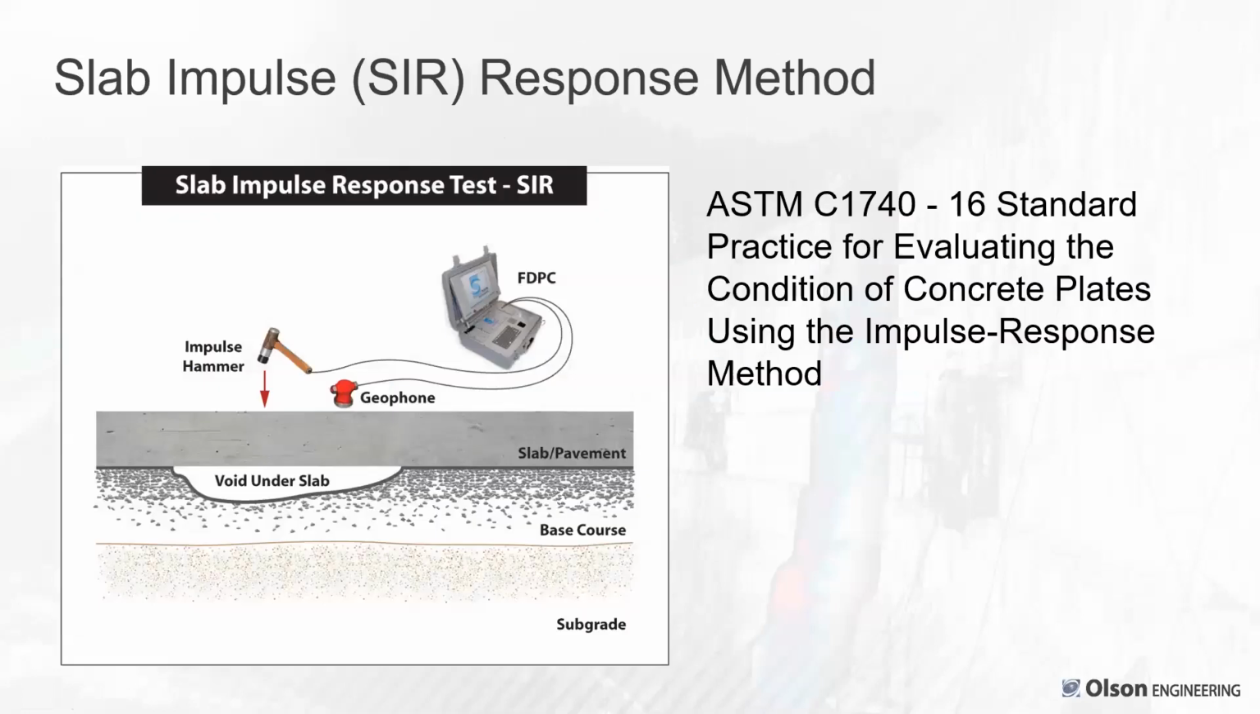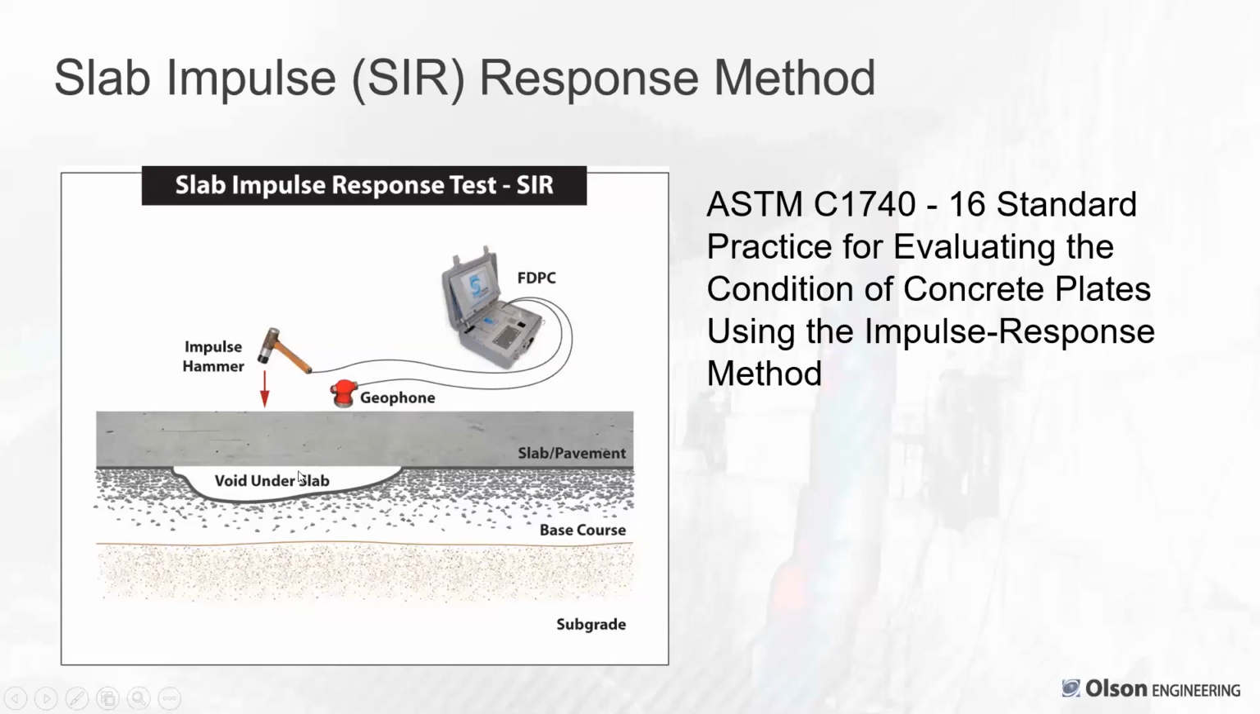So there is an ASTM standard. It's also in the ACI 228 document for the slab impulse response method. It involves, on a flat slab or pavement, an impulse hammer and a geophone. To find a void below a slab, in a simple sense, you're doing a dynamic stiffness test by measuring the impact force and measuring the vibration response with the impulse response test. It's a modal vibration test. This is that type of equipment.